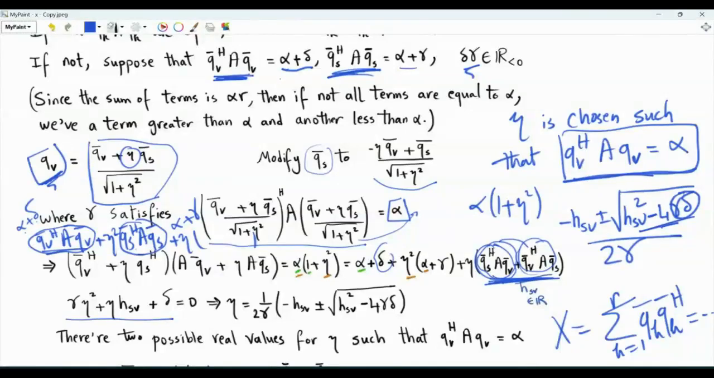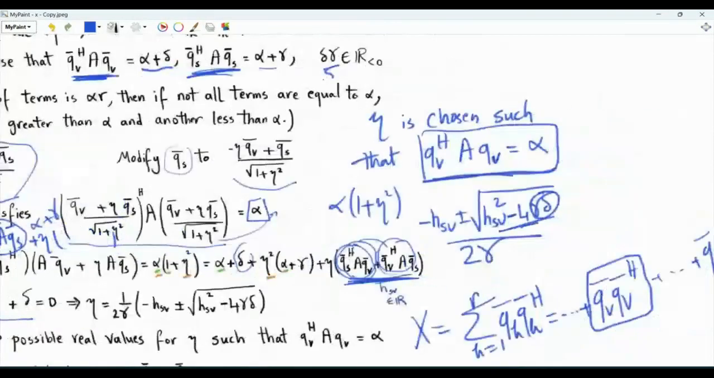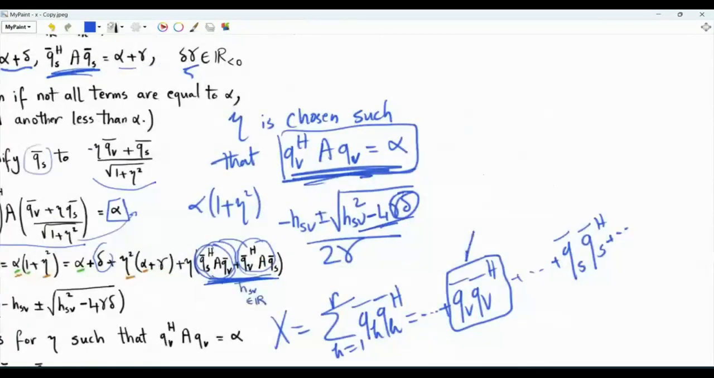Those 2 vectors were chosen because the quadratic form involving one of them was greater than alpha and the other quadratic form was less than alpha. So what we did is that we changed q bar v to qv, and now this is satisfied. But this now is changed to qv Hermitian. But we want the summation, after modifying our vectors, after modifying our rank 1 matrices, we want the sum to remain equal to the given matrix X.